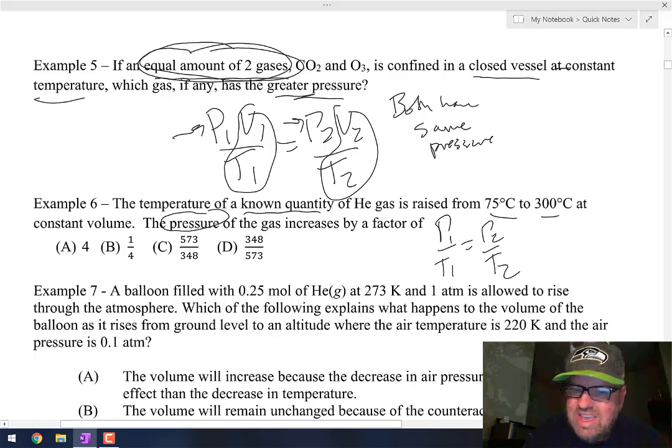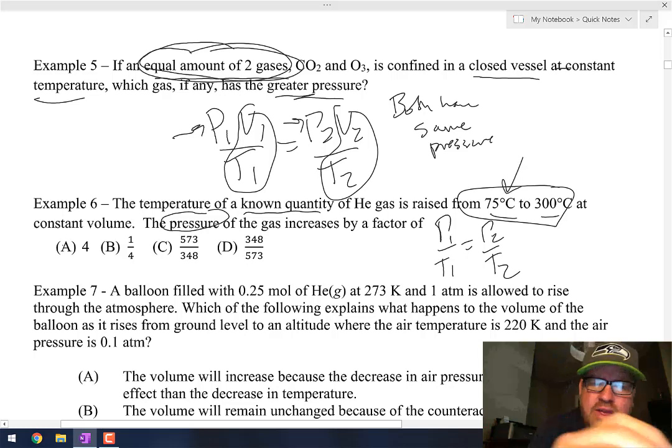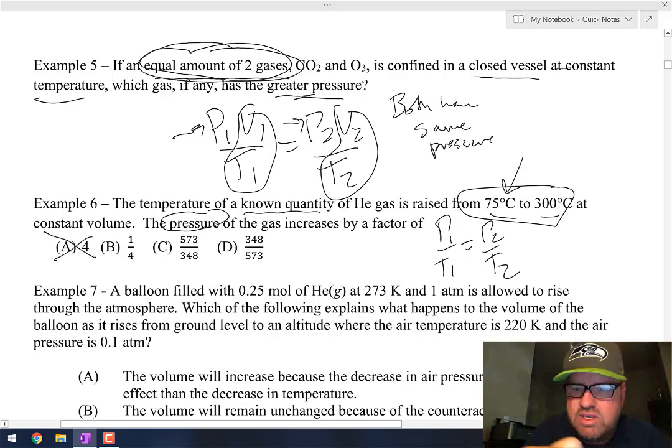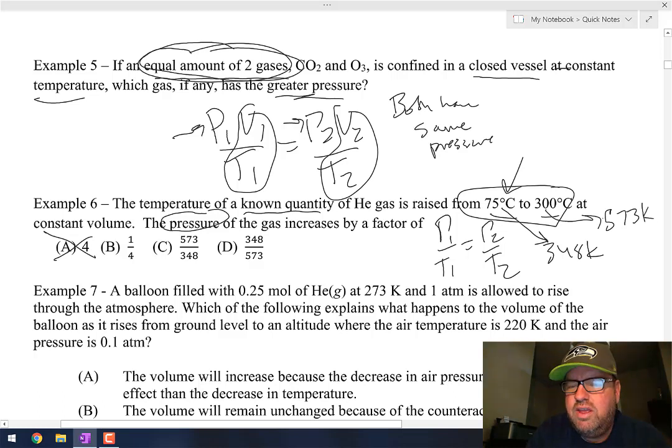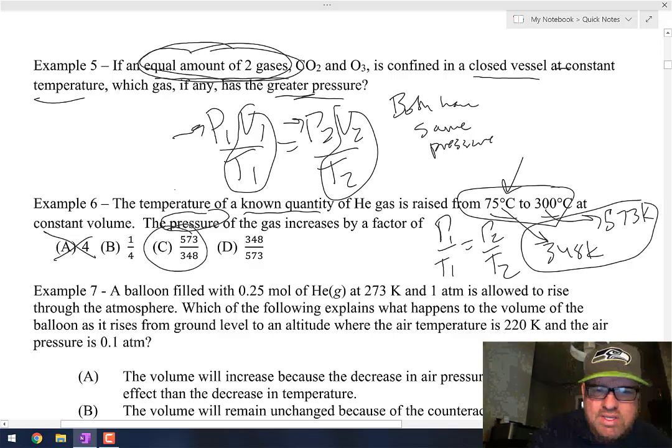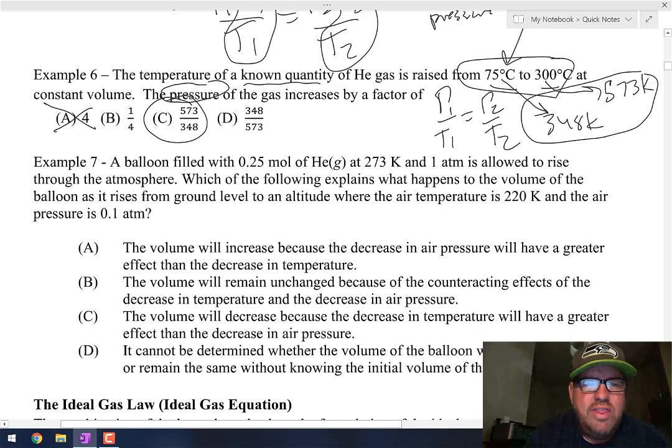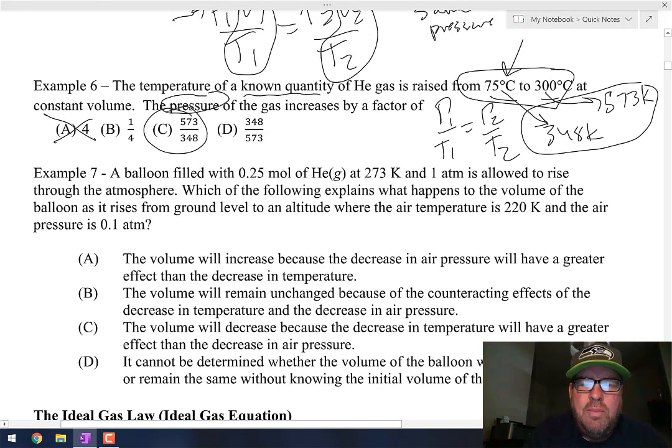The key is, well, it might go up by a factor of 4 because the temperature goes up by a factor of 4. In Celsius, it does, and you can't use Celsius. So how much does it go up? Well, it goes up from 348 Kelvin, that's 75 degrees Celsius in Kelvin, to 573 Kelvin. There's your 300 in Kelvin. So how much does it go up by? A ratio of 573 to 348. C is the correct response.